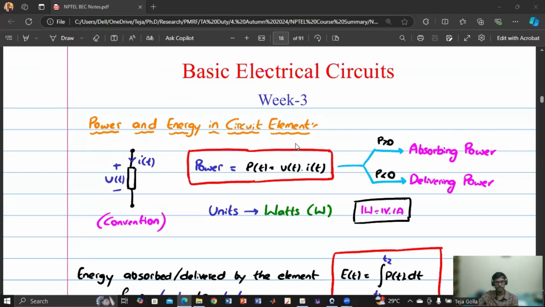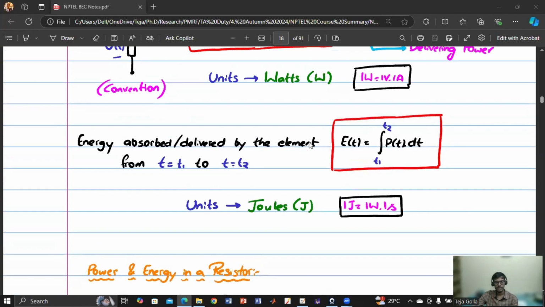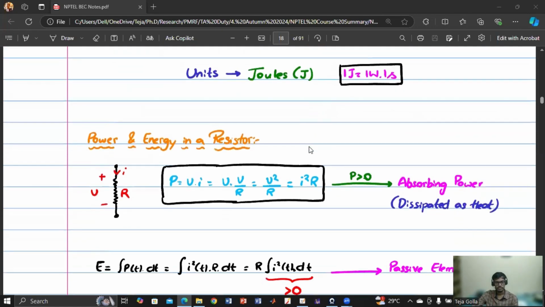So in week 3, we moved into power and energy in a circuit element. We have seen that if power is positive, then it is absorbing power. If power is negative, then it is delivering power. And then we have seen that energy is nothing but the integration of the power.